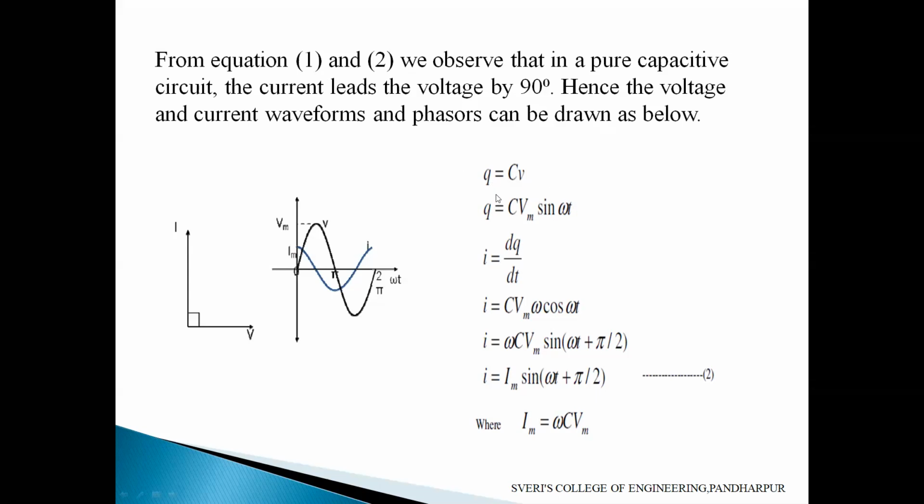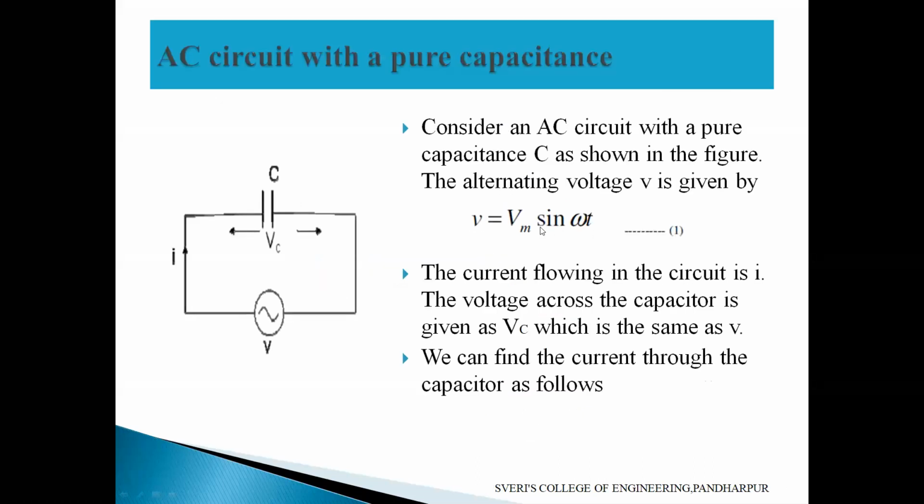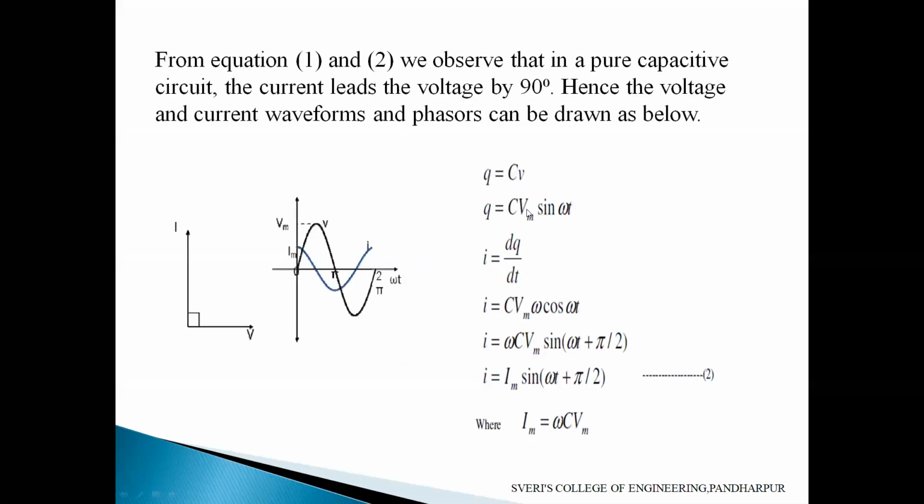Here Q is the charge stored in the capacitor. So in Q equal to CV, Q and C we keep as they are. The V formula we have identified from equation number 1. From equation 1, you substitute the V value, V equal to Vm sin omega t. In place of V, we write Vm sin omega t. So now Q equal to C Vm sin omega t.